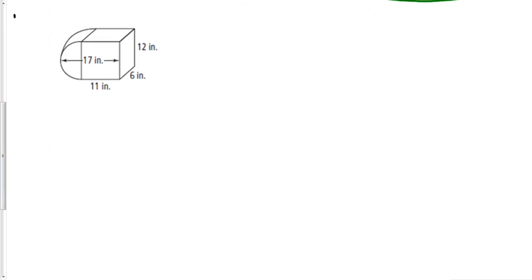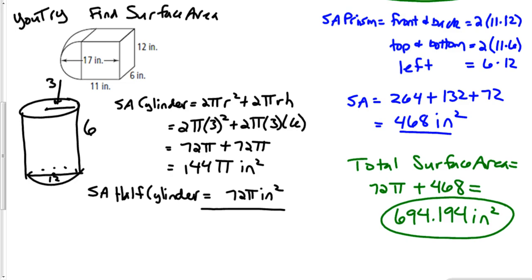I also wanted you to try to find the surface area of this. So please do so now. Pause your video, please. My total surface area is 694.194 inches squared. The surface area of my half cylinder was 72 pi inches squared, and the surface area of the exposed part of the prism was 468 inches squared.